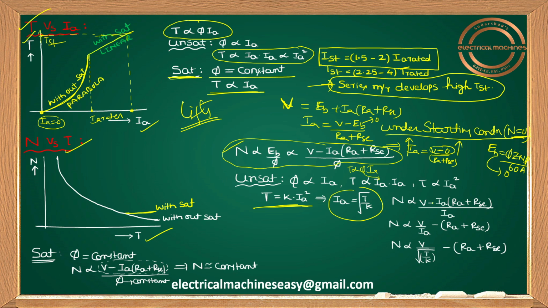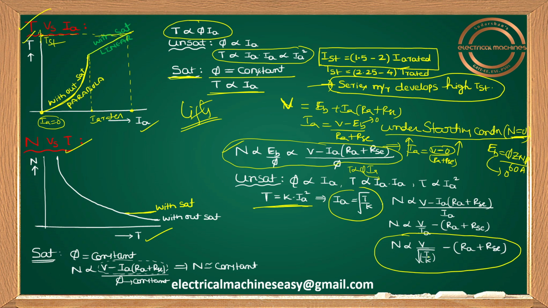So N is proportional to V minus IA into (RA plus RSC) by, in place of flux, I substitute the IA value here. Now, if you want, you can substitute square root of T by K in place of IA. Otherwise, they cancel each other. See, N is proportional to V by IA minus IA cancels, RA plus RSC. Now let me substitute in place of IA the square root of T by K. So this is the equation I'm getting, N in terms of torque.